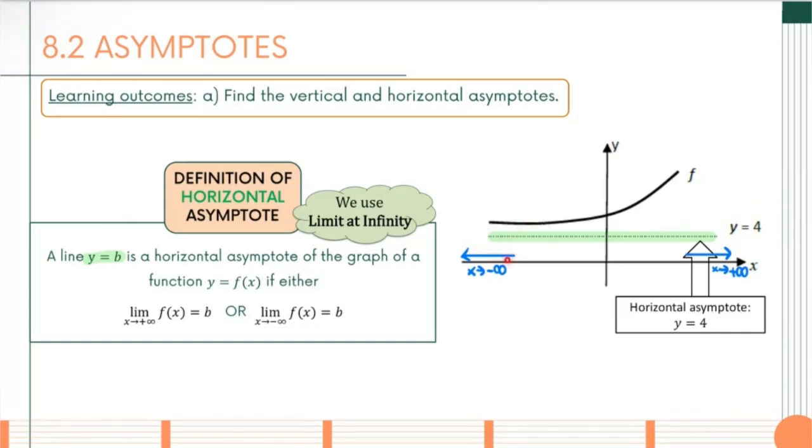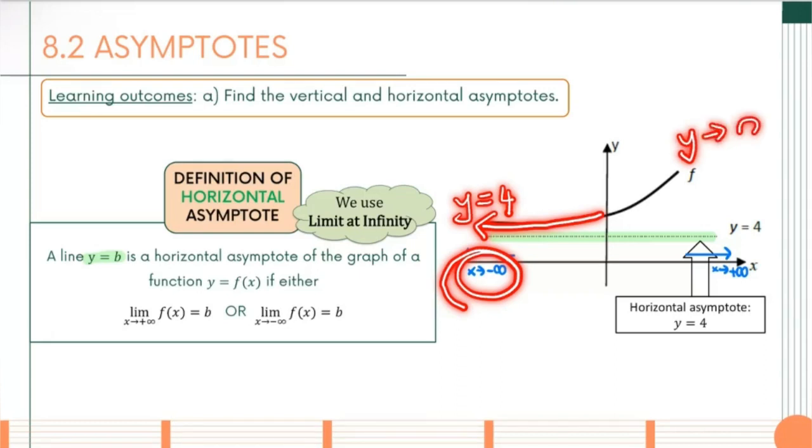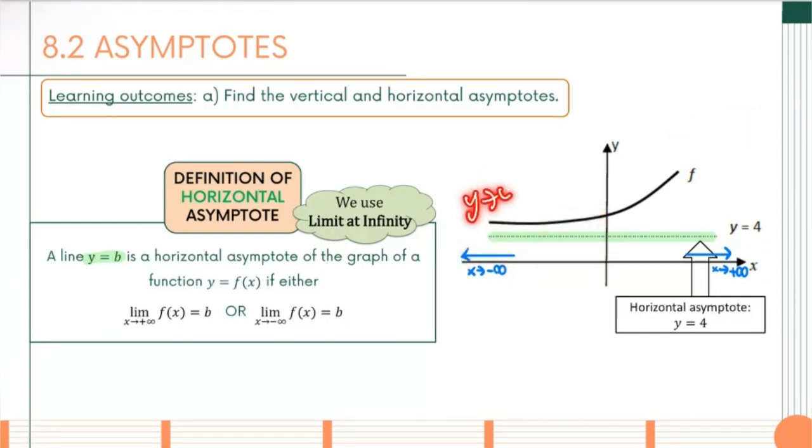Tetapi yang membuatkan y equals to 4 adalah horizontal asymptote adalah based on this graph, kawasan sini. As x approaching negative infinity, if you can see graph of y here, it's approaching y equals to 4. So walaupun atas ini dia adalah y approaching infinity, tapi bawah ini dia adalah y approaching 4. So bila y approaching 4, so that means our y equals to 4 will be our horizontal asymptote. Okay, so dia tak semestinya kiri kanan akan dapat value yang sama. As long as salah satu ada value, dia akan tetap horizontal asymptote.